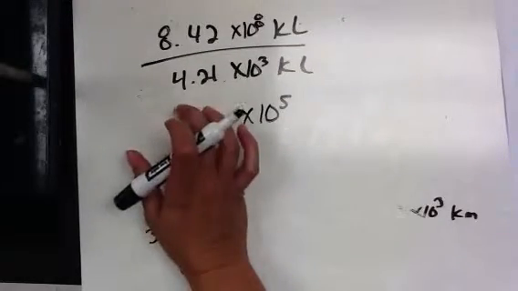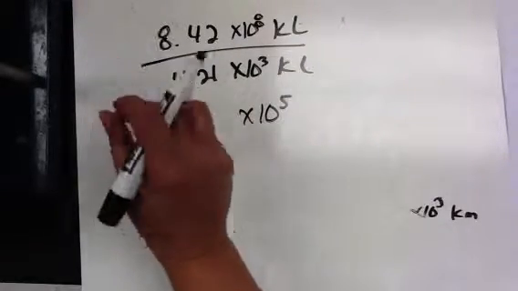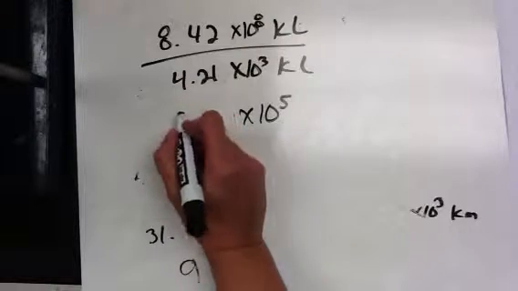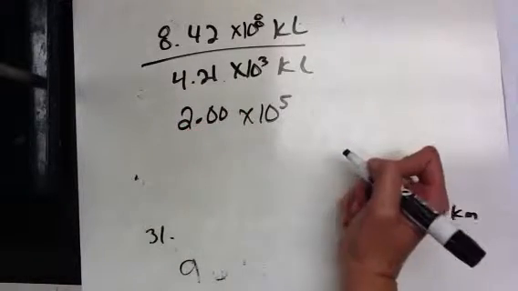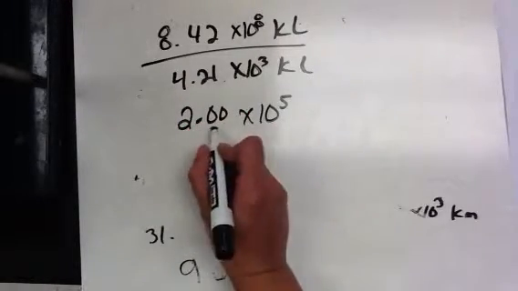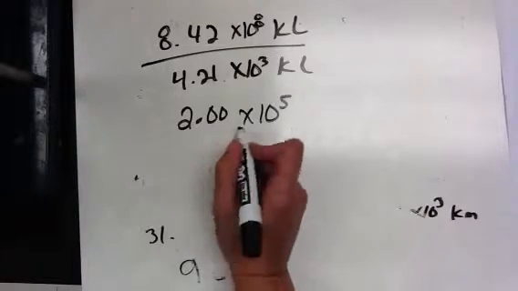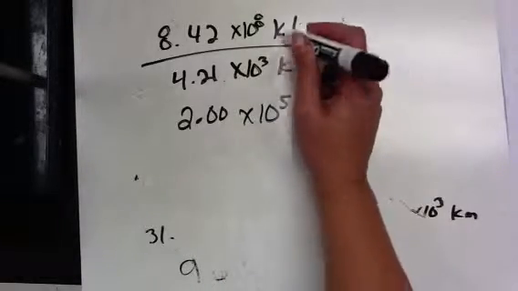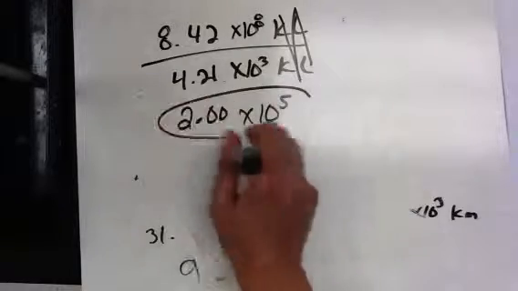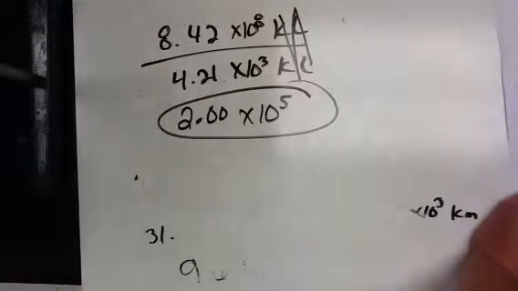Alright, so I can divide these two. With sig figs, I'm looking for 3: 1, 2, 3. So the answer becomes 2.00. You have to have those 3 sig figs there. So 2.00 times 10 to the 5th, your kiloliter over kiloliter crosses off. There is no label. That is the final answer for number 32.